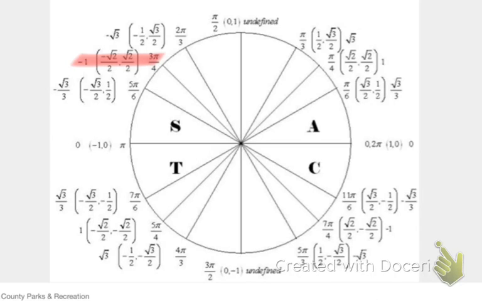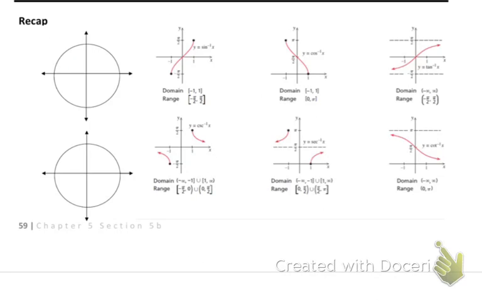Just know where cotangent inverse lives and make sure you pick an angle that is there. Do not pick one down here just because the tan inverse is down here. All right. Questions, comments, concerns?